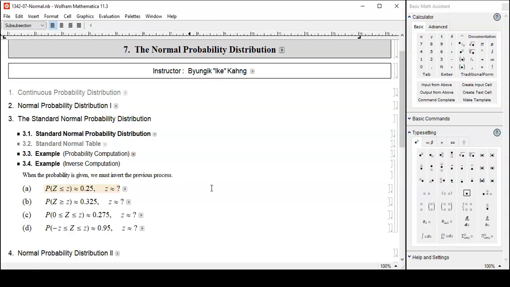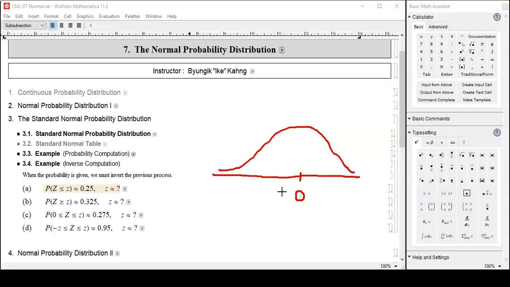And the probability is about 0.25. What does that mean? Well, let's open up the drawing mode. So we get this kind of normal picture, centered at 0. And then the shading is 0.25 on the left-hand side. So you have to draw something here so that this is about a quarter. It should be a little bit bigger, I guess. And this is the value that I'm interested in.